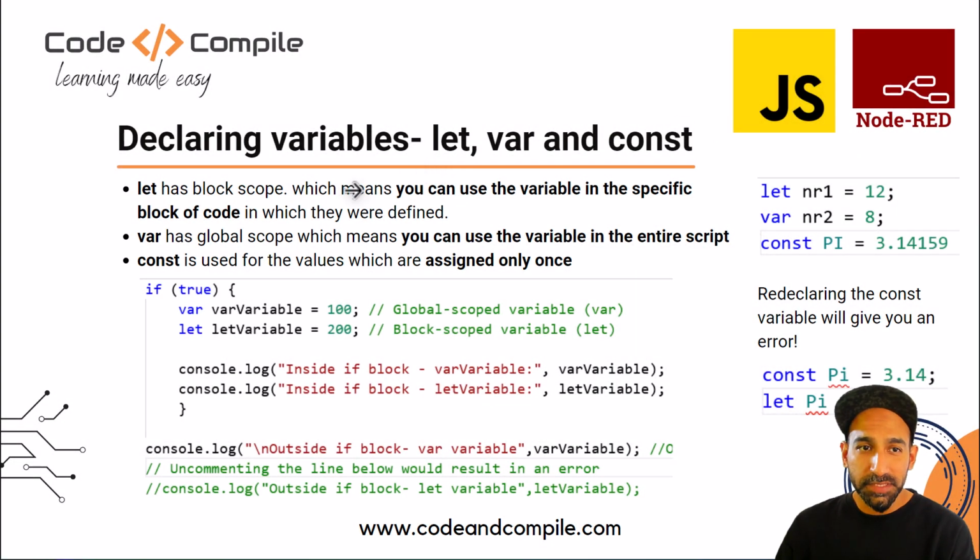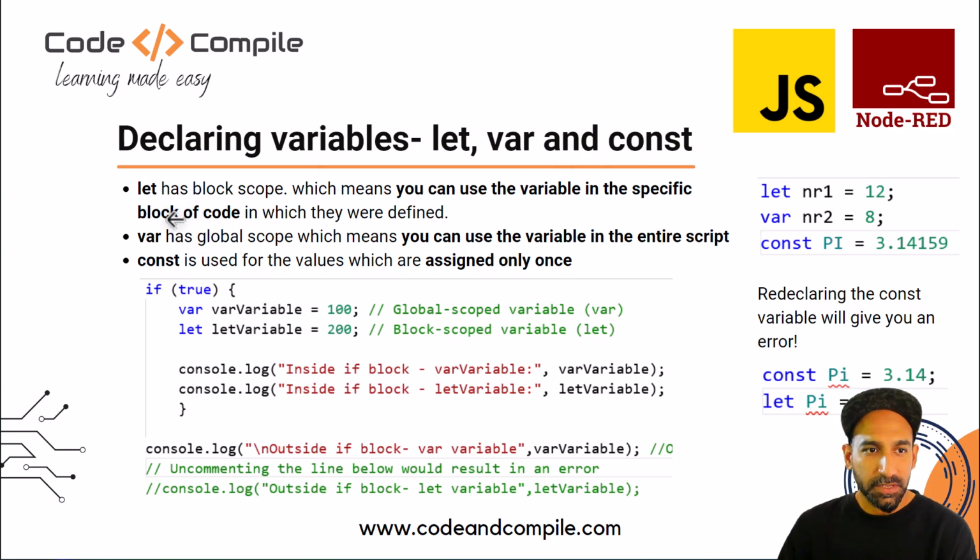Welcome back. Now we will see how you can declare your variables. There are three ways you can declare variables: let, var, and const. The distinction between let and var is that var is for global declaration, let is for local declaration, and const is a constant, which does not change its value.